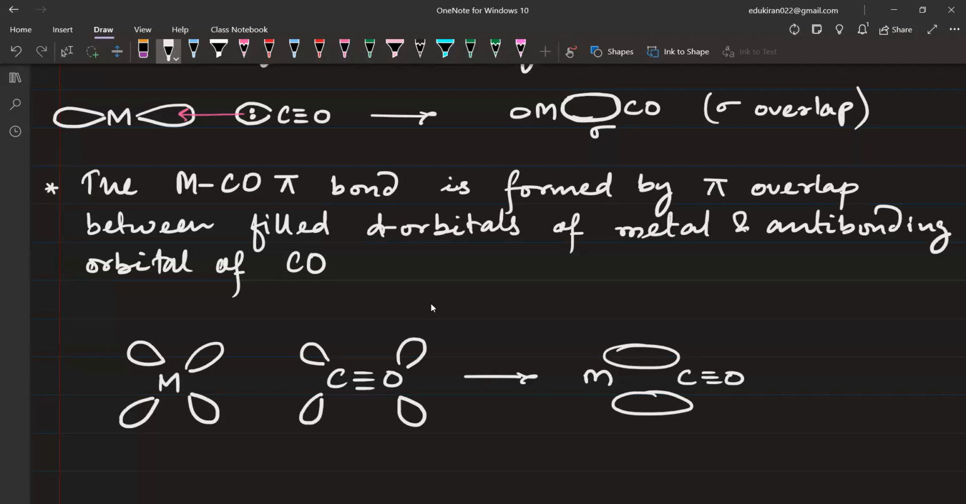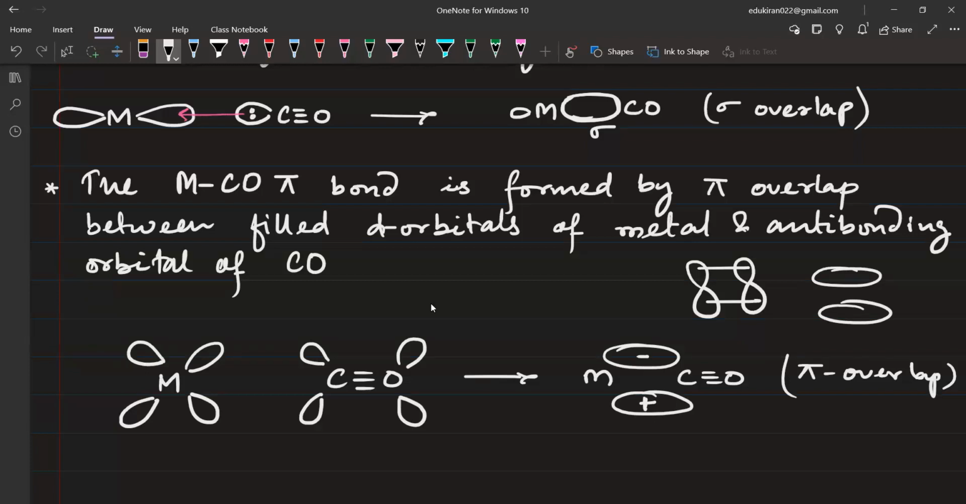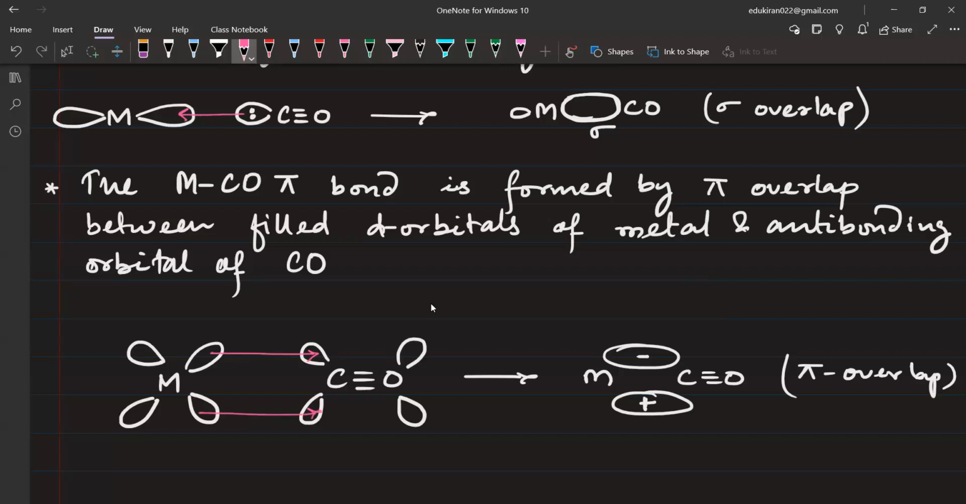Although there are two orbitals overlapping, this is only one bond. Here the negative phase is overlapping and here the positive phase is overlapping, and this is the pi overlap. I don't know if you remember, but the overlap used to be like this. This was pi bonding, right? Lateral overlapping, not head-on: side-wise overlapping of orbitals leads to the formation of a pi bond. So this is how the pi bonding is formed. Now in this case, the electron is going from the filled metal d orbitals to the anti-bonding orbital of carbonyl.